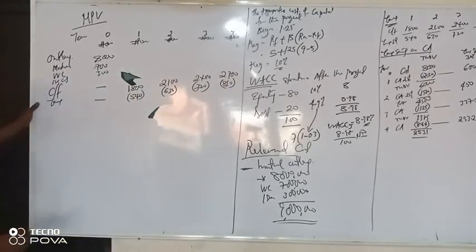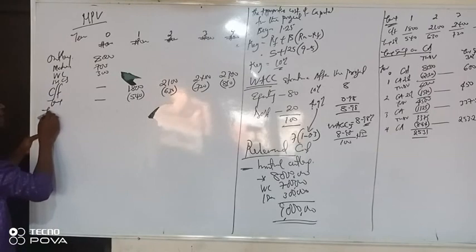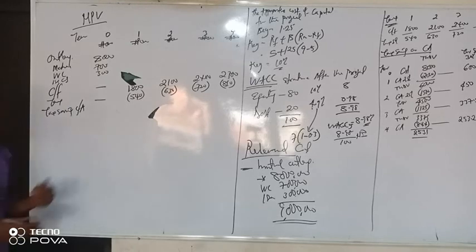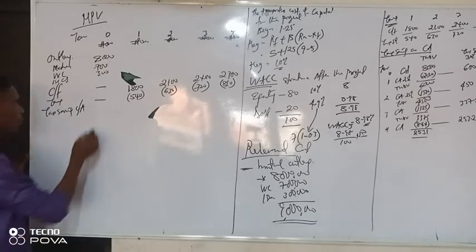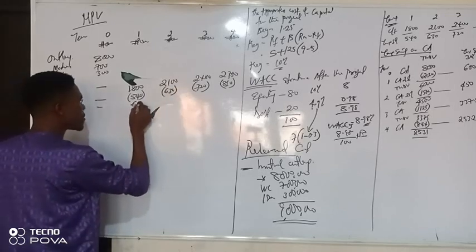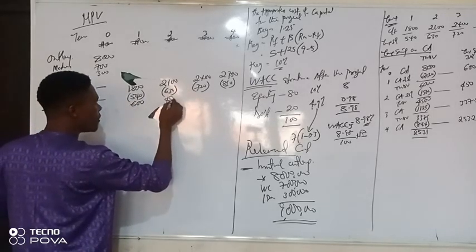Followed by tax savings on capital allowance. We work with our customer in our park. How much are we saving? 600, 450.